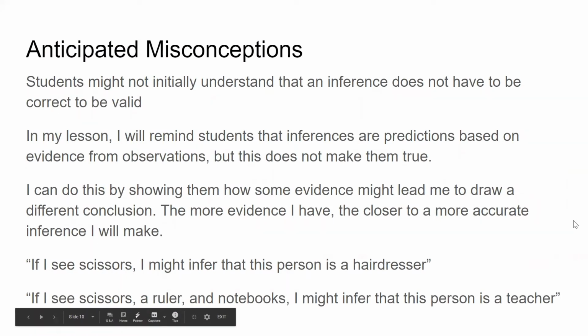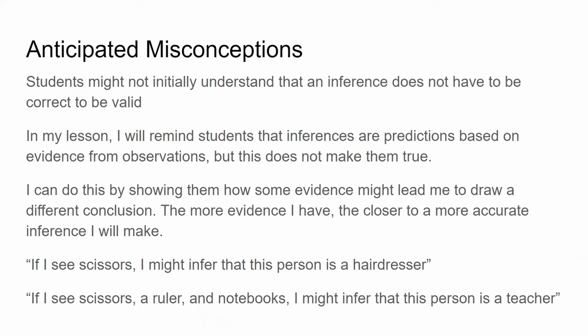Some anticipated misconceptions for this lesson are that students might not initially understand that an inference does not have to be correct to be valid. So in my lesson, I'll remind students that inferences are only predictions based on evidence from what we observe, but this does not necessarily make them true. I can do this by showing them how some evidence might lead me to draw a different conclusion. The more evidence I have, the closer to a more accurate inference I will make. If I see scissors, I might infer that this person is a hairdresser. If I see scissors, a ruler, and notebooks, I might infer that this person is a teacher.